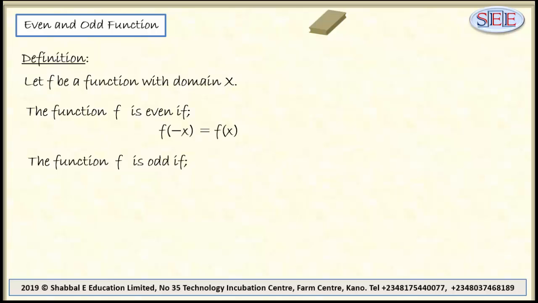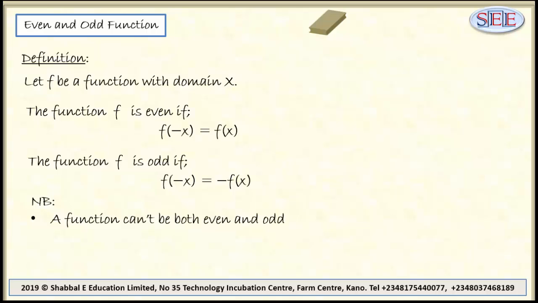The function f is odd if f of minus x is the same thing as minus f of x. If f of minus x is the same thing as minus f of x, then that function is called an odd function. These are the things you test to see whether the function f is even or odd. If it is even, f of minus x is the same thing as f of x. But if it is odd, f of minus x is the same thing as minus f of x.